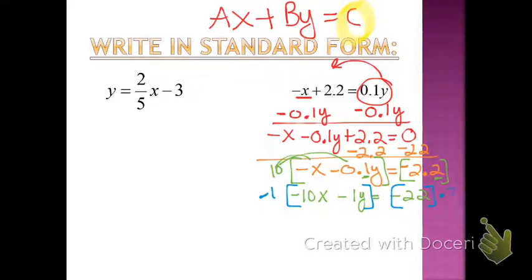Now we're pretty close to what I want, except the a value is negative 10, and it's supposed to be a positive value. So recall that if we want to just change the signs, we can accomplish that by multiplying by negative 1. So we're going to multiply both sides by negative 1. Negative 1 times negative 10x is positive 10x. Negative 1 times negative 1y is positive 1y. We usually don't write a coefficient of 1, so just write y instead of 1y. And then negative times a negative is a positive. So our equation, once we rewrite it in standard form, now looks like 10x plus y equals 22.